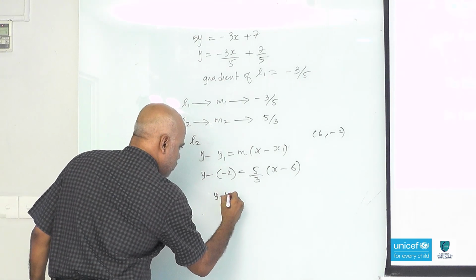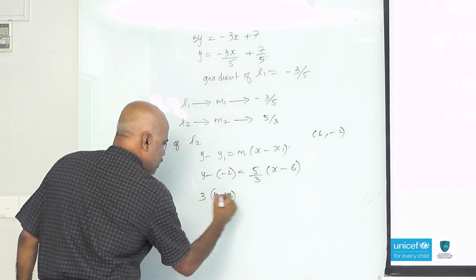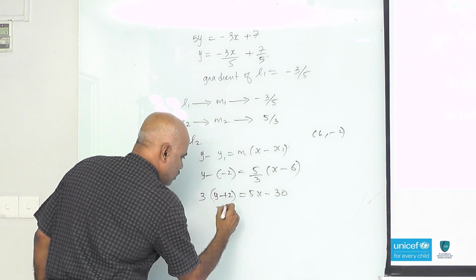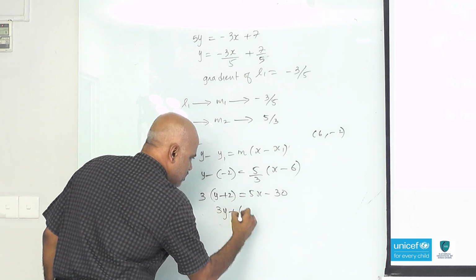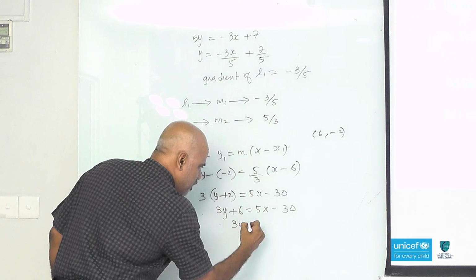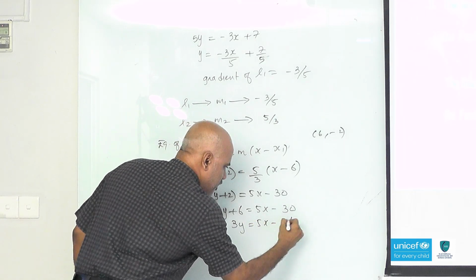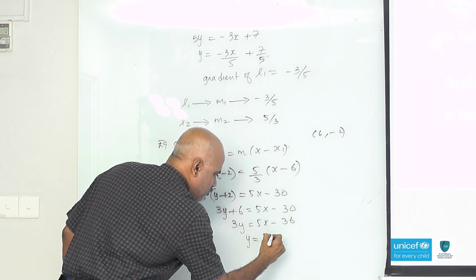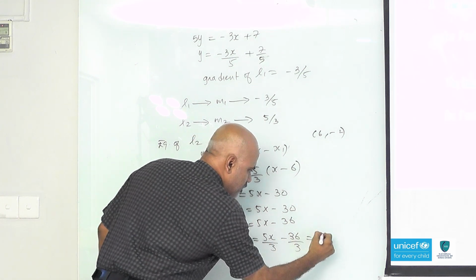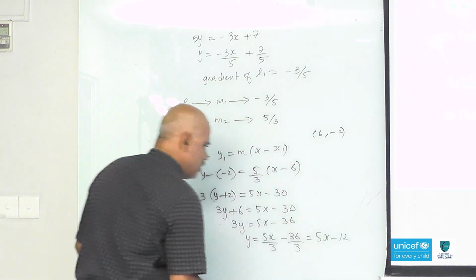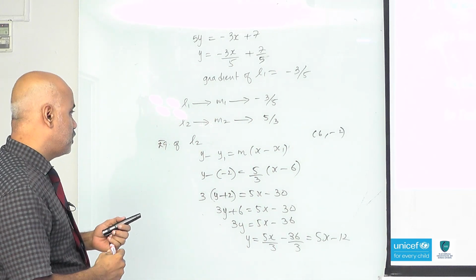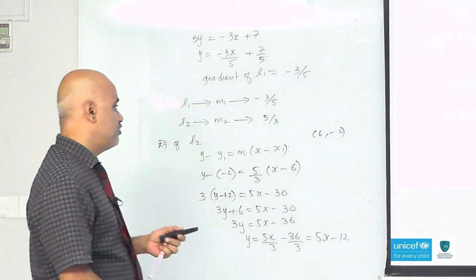So this is y plus 2, you take over 3 to this side, 5x minus 30. So 3y plus 6 is equal to 5x minus 30, 3y is equal to 5x minus 36, 5x by 3 minus 36 by 3, so 5x minus 12 is the equation of L2, which is given in the y is equal to mx plus c format.